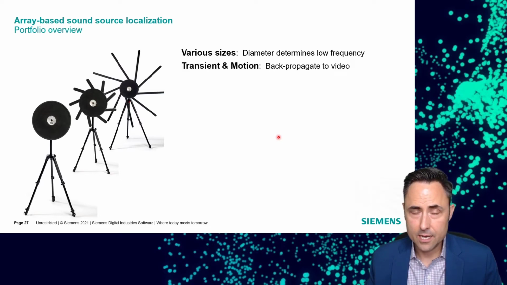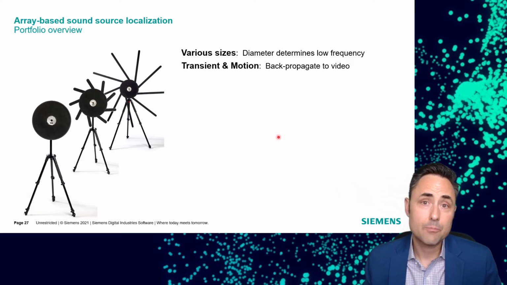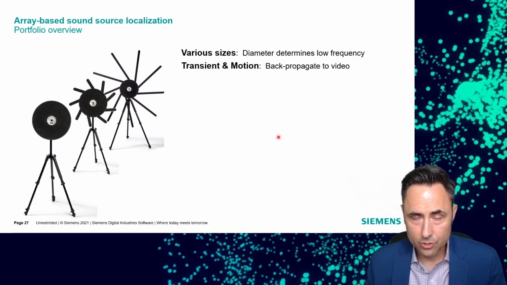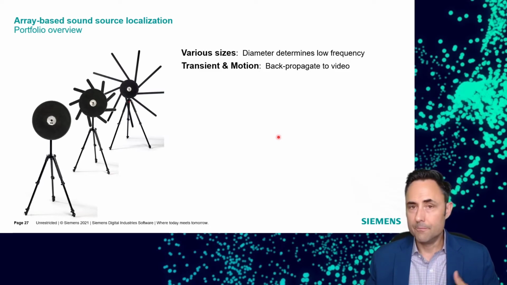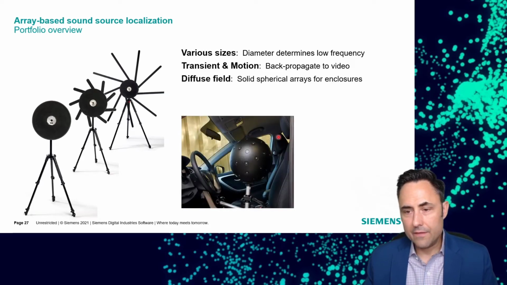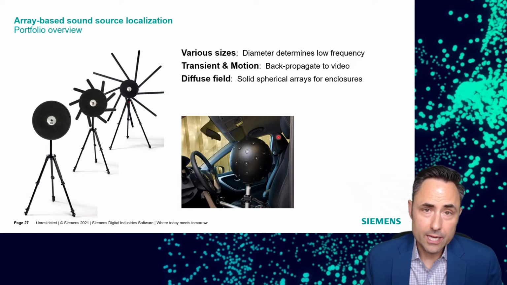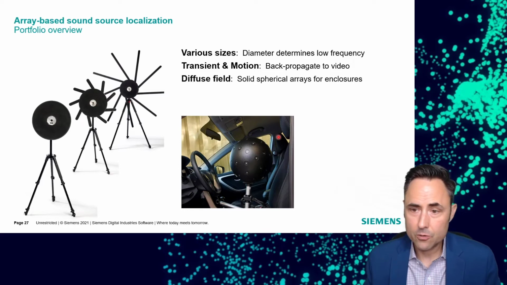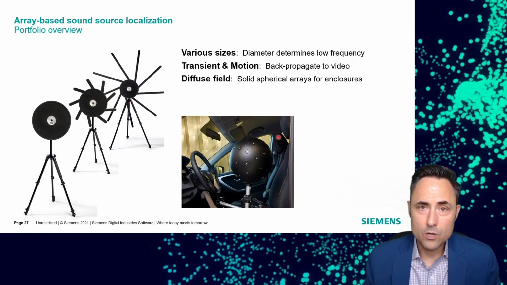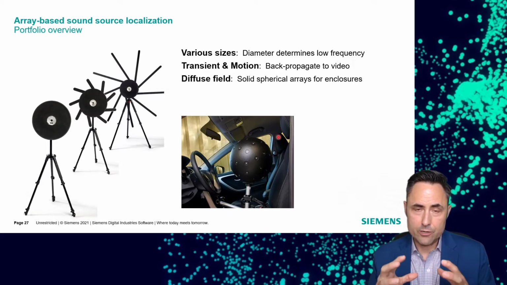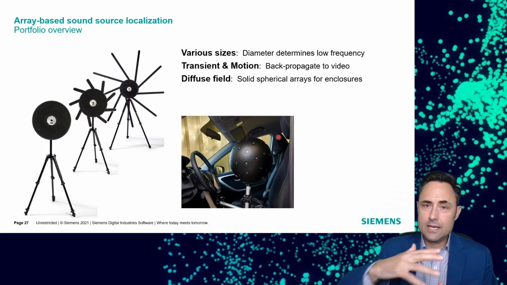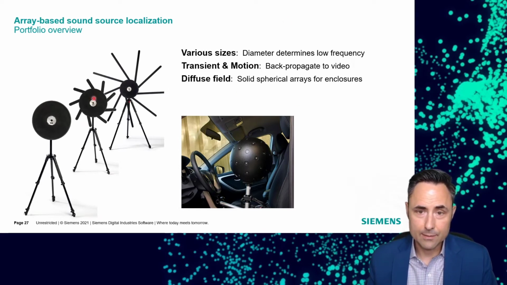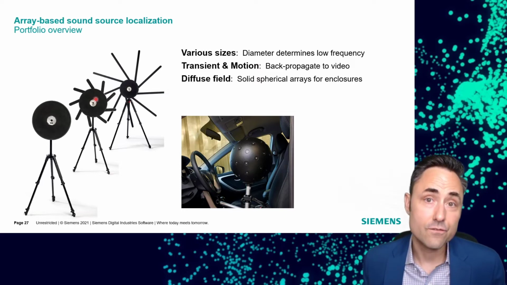One of the nice things that is very helpful about the Sound Camera is it can back propagate to a video. It's not just a static image, so you can work on transient noises, things that are in motion, that sort of thing. And then for a diffuse field situation, like the interior of an automobile, an elevator, or an aircraft, we have solid spherical arrays, which take the same technology but put it into a spherical antenna and can tell in 360 degrees where the sound is coming from. A planar array like this Sound Camera is really identifying sound that's in front of the array.